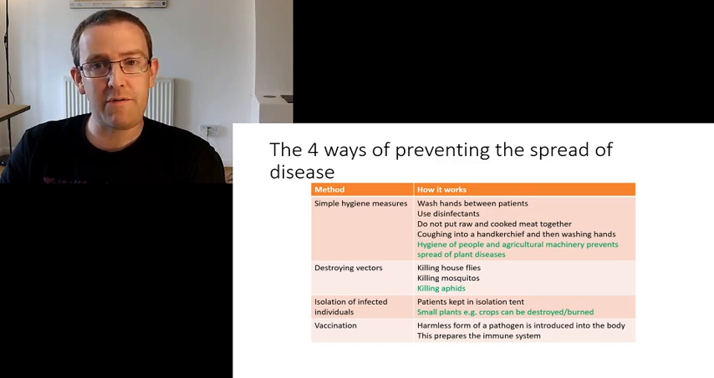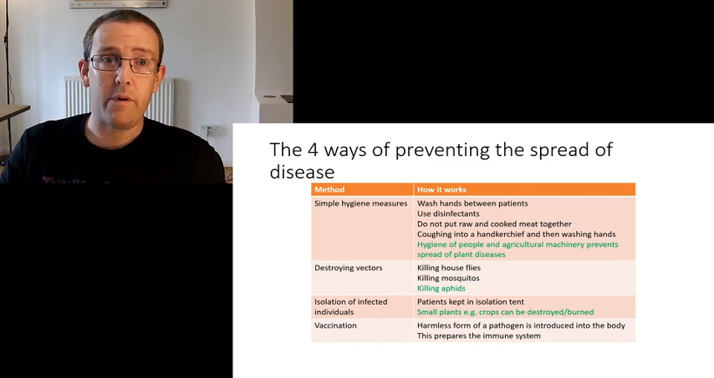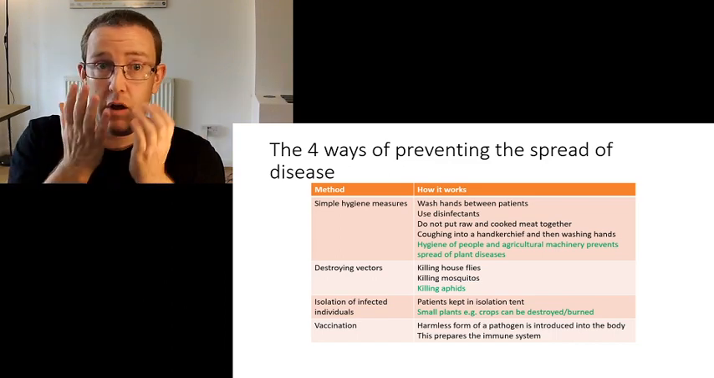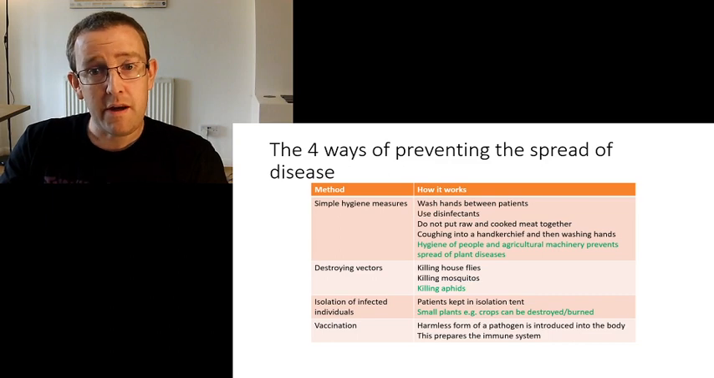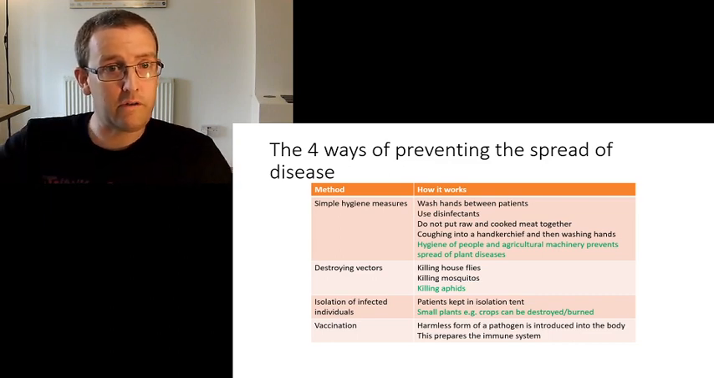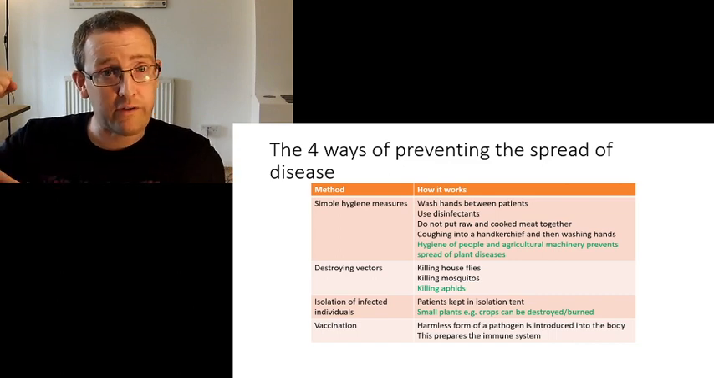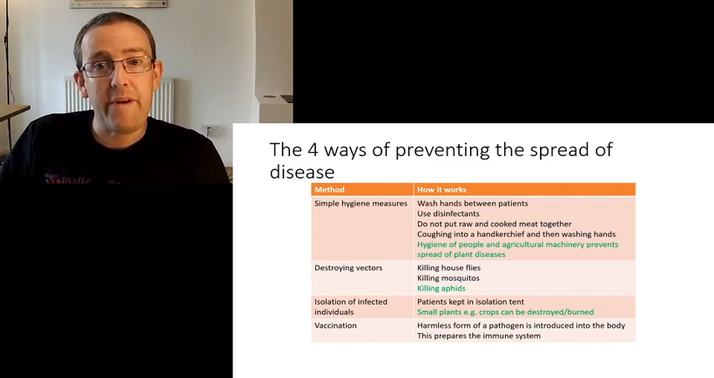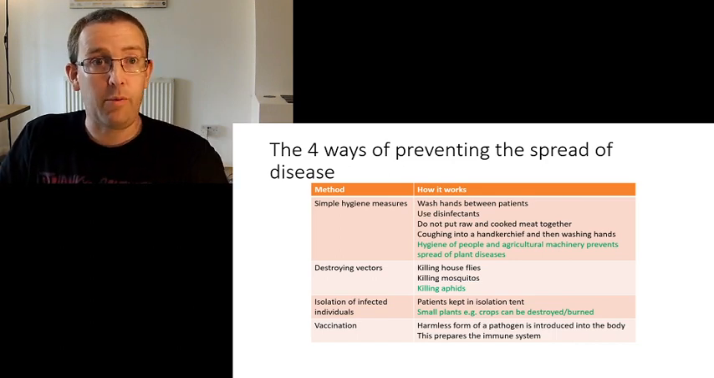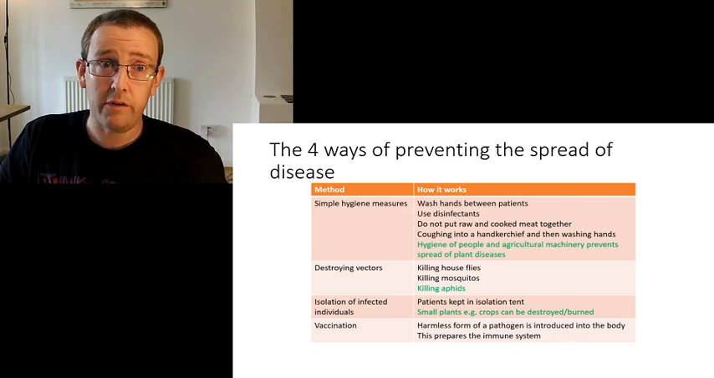Coughing into a handkerchief and then washing your hands, or, very important tip, if you sneeze or cough, doing so into the crook of your elbow rather than onto your hands that you're going to touch something with, because unless, of course, you're into your box dancing and your Cajun dancing, you don't use the inside of your elbow for much. And then, of course, the hygiene of people and agricultural machinery prevents the spread of plant diseases as well, because we can prevent the spread of pathogens in plants in much the same way.